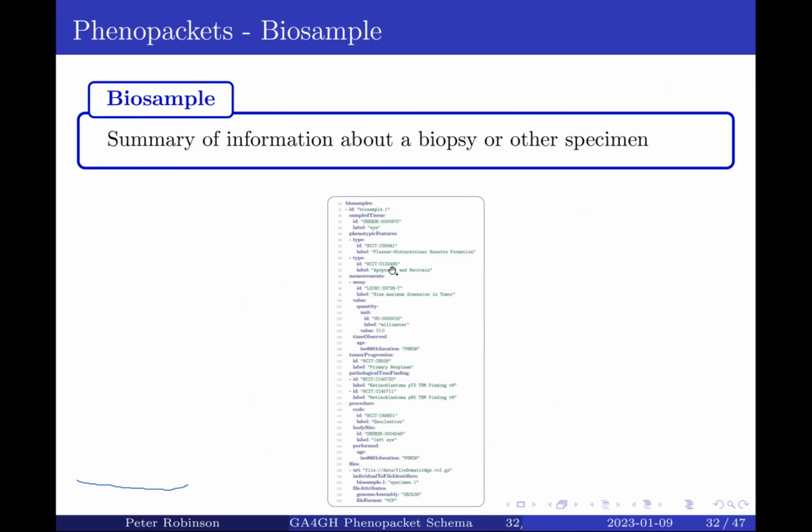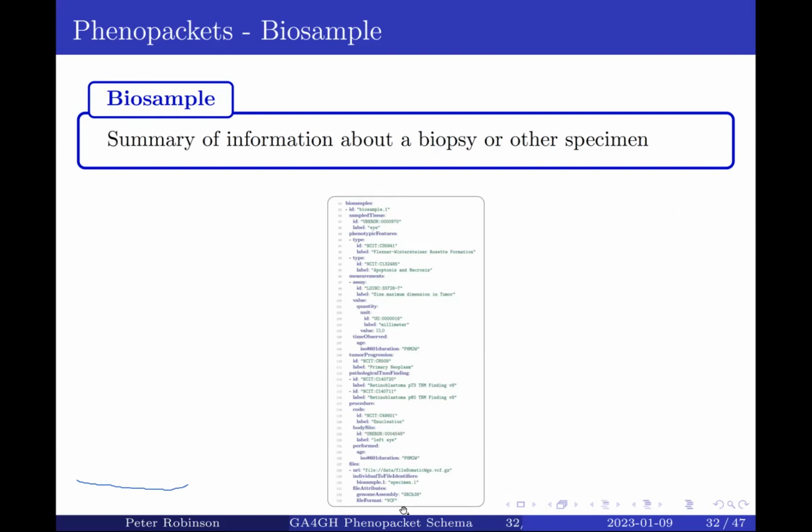And so you can have phenotypic features of that tumor. For instance, rosette formation, this is something you see underneath the microscope. And there was also apoptosis and necrosis, something you see underneath the microscope. There was a measurement in this case that was the size of the tumor, so 15 millimeters. And there was an assessment of the pathological TNM stages, and the procedure by which this biosample was obtained was enucleation, so removing the left eye.